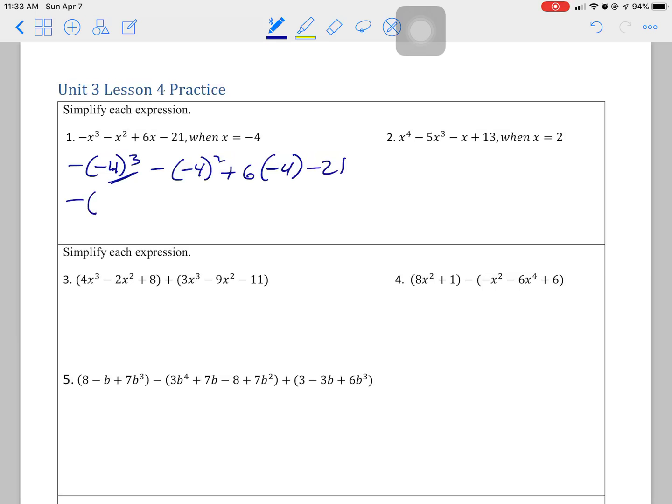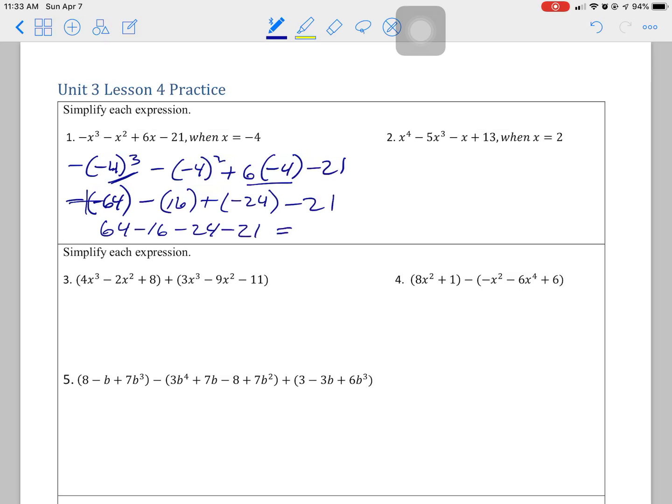Negative 4 times negative 4 times negative 4 is a negative 64. Minus a negative 4 times a negative 4 is a positive 16. Plus a 6 times a negative 4 is a negative 24 minus 21. So this is a double negative. Make that 64 minus 16 minus 24 minus 21. Hopefully you add all that up.